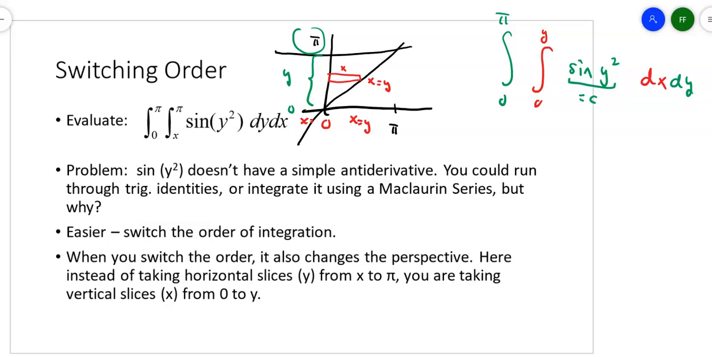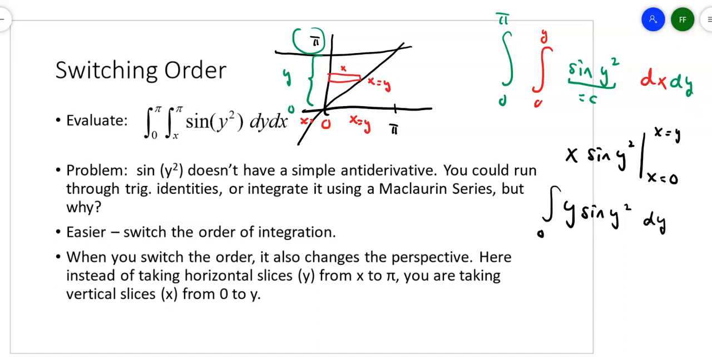So when I do that, I'll end up with what? I'll end up with x times the sine of y squared, replace the x with a y, and then replace the x with a 0. So I'll get a y times the sine of y squared, and then when I replace the x with a 0, I just get a 0. Now I got to do the outside limit of integration from 0 to pi.